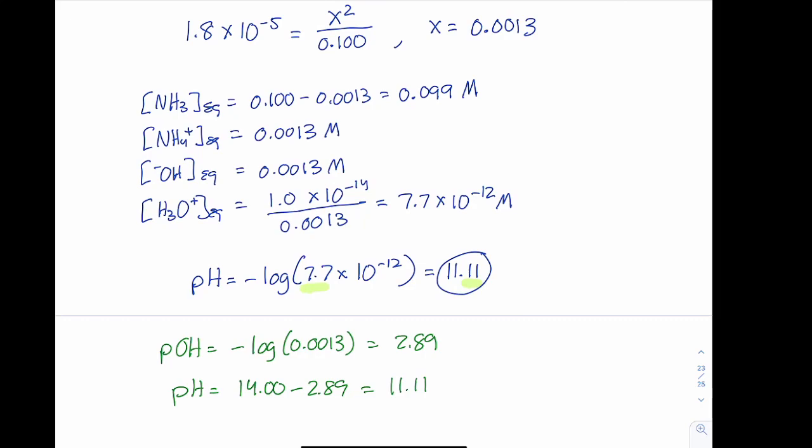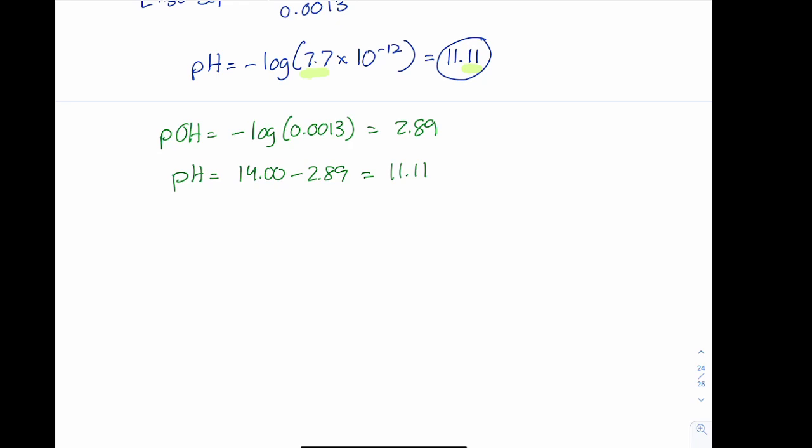Oftentimes I actually ask for hydronium ion concentration as part of the problem, so that's why I did it that way, so you could have that example in your notes. If I don't ask for that, if I only ask for the pH and I don't have you calculate the concentration of everything, you could do it the second method where you calculate the pOH.